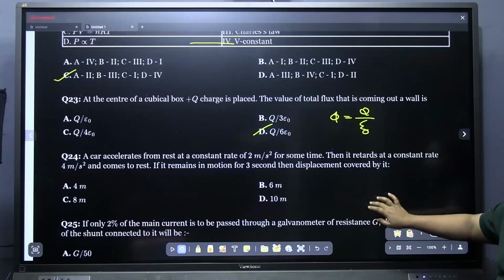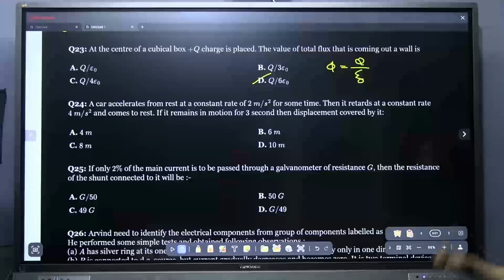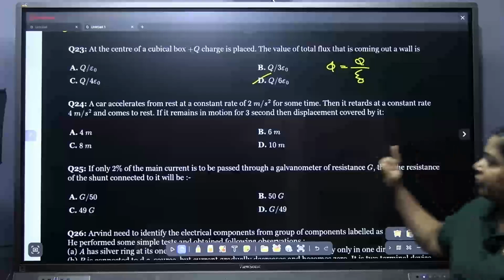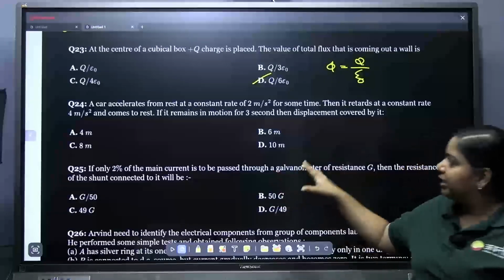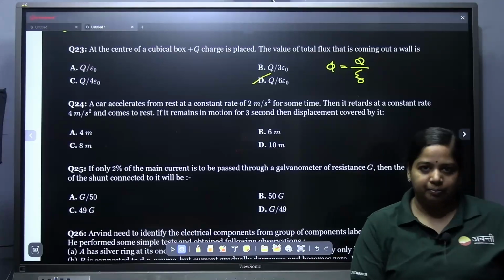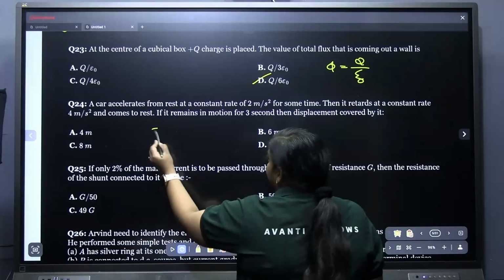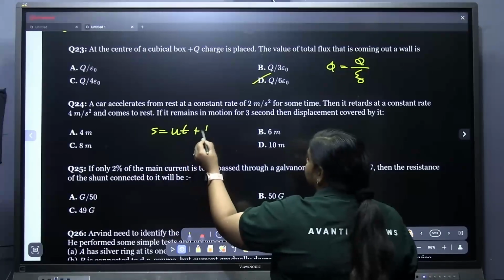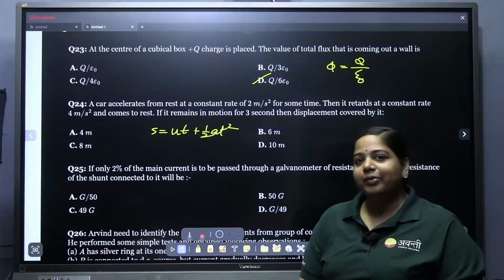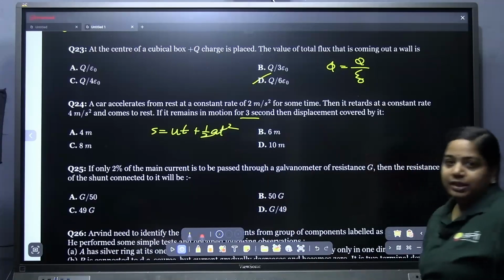Next one. A car accelerates from rest at a constant rate of 2 meters per second squared for some time. Then it retards at a constant rate of 4 meters per second squared and comes to rest. If it remains in motion for 3 seconds, find the displacement covered by it. We can find displacement easily because S equal to ut plus half at square. This we can use, but T is not given. They only say total motion is 3 seconds.